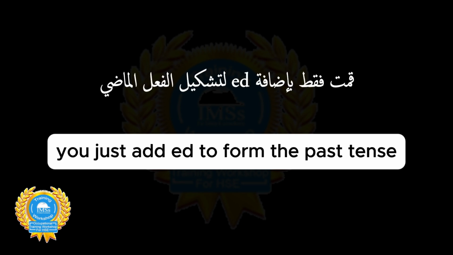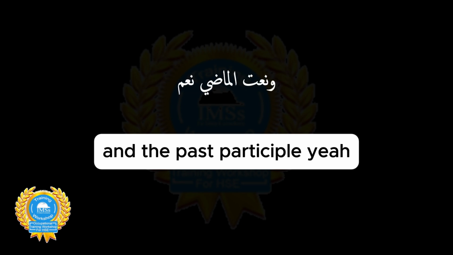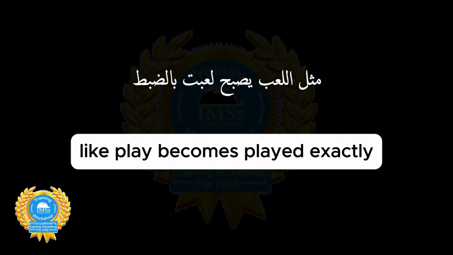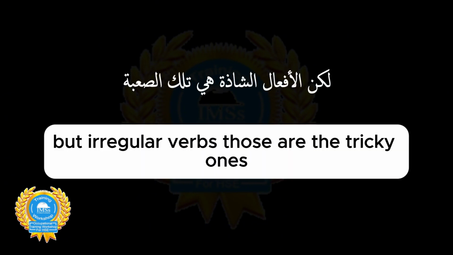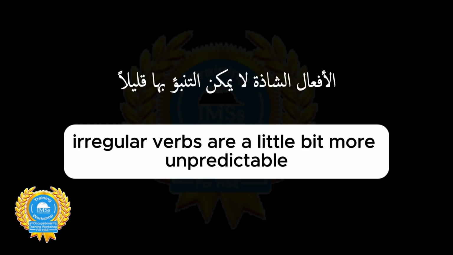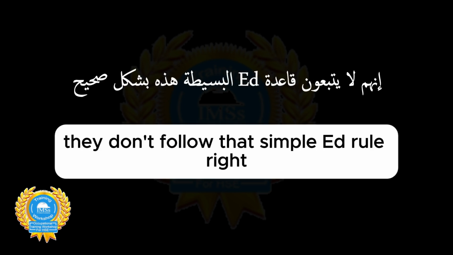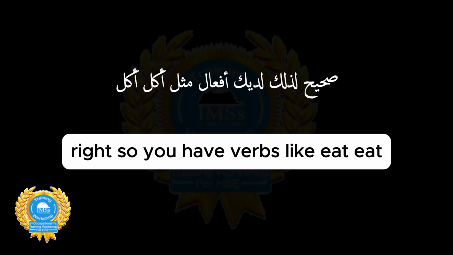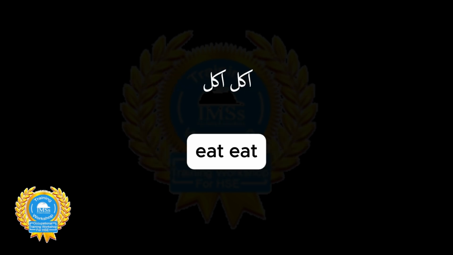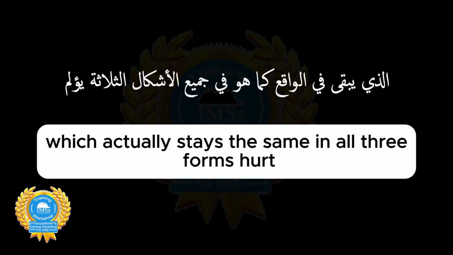You just add -ed to form the past tense and the past participle. Yeah, like play becomes played. Exactly. Played. Nice. But irregular verbs, those are the tricky ones. Yeah, irregular verbs are a little bit more unpredictable. They don't follow that simple -ed rule. Right. So you have verbs like eat, ate, eaten, or hurt, which actually stays the same in all three forms.